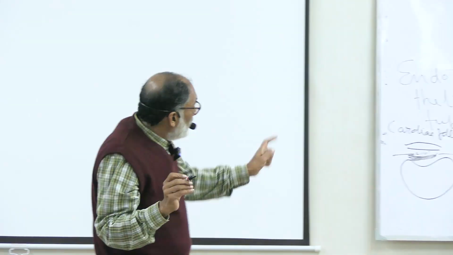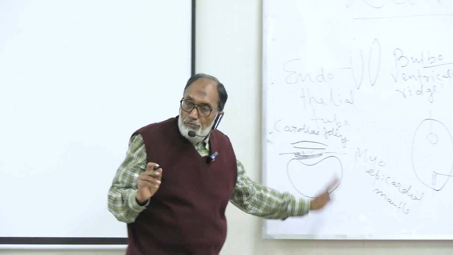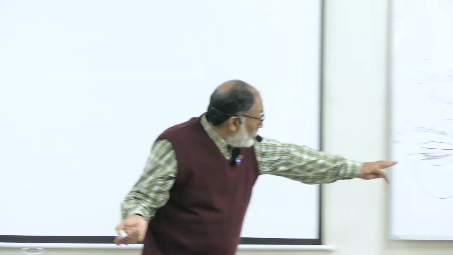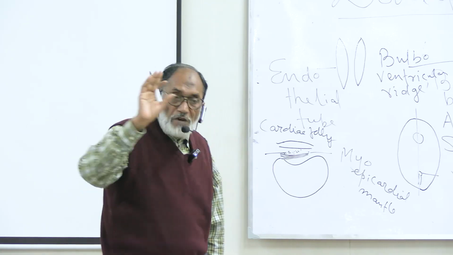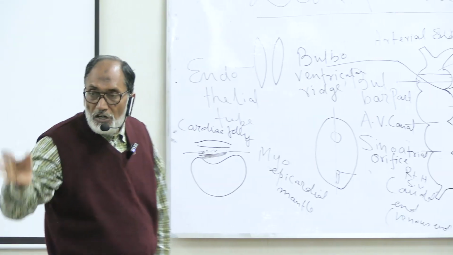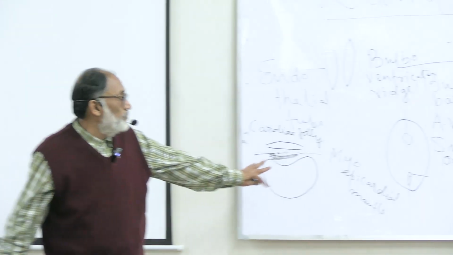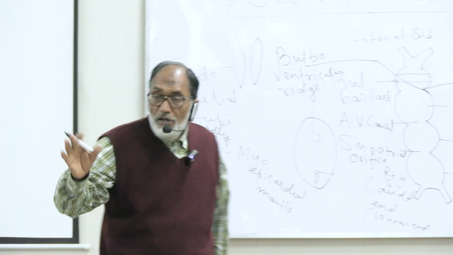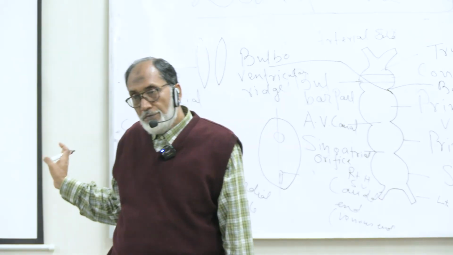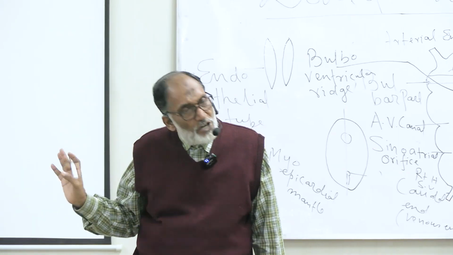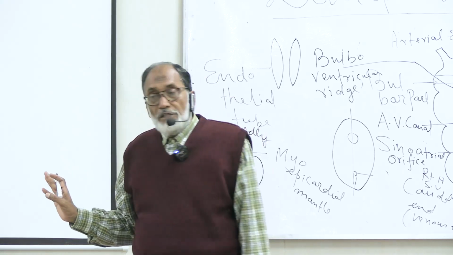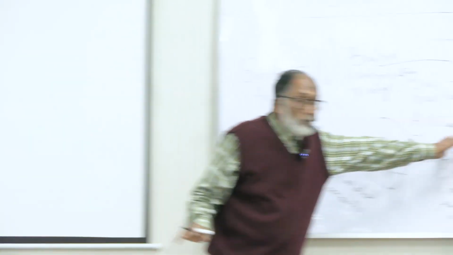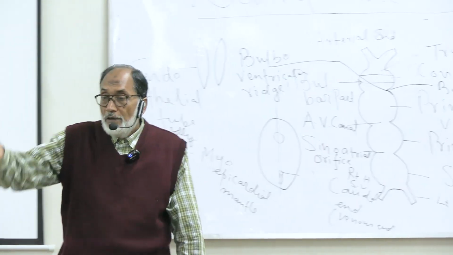Now, from this myoepicardial mantle, what develops? Myo means muscle, the muscle of the heart, and epicardial means the epicardium of the heart. The muscle of the heart and the epicardium of the heart will develop from the myoepicardial mantle. What is the epicardium? The epicardium is the visceral layer of the pericardium. Now, this endothelial tube will give rise to only the endocardium.